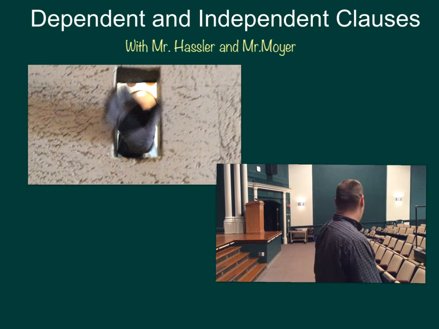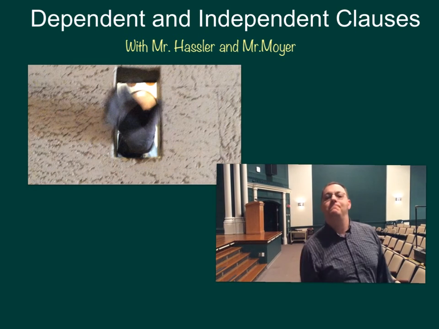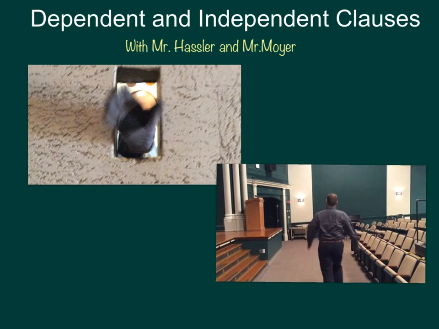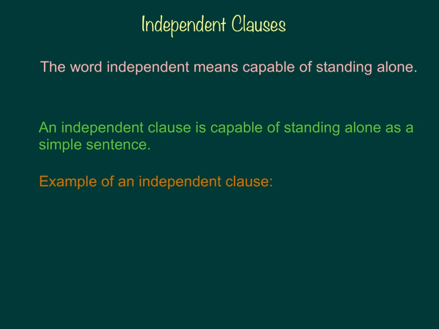Independent and dependent clauses. In order to understand a complex sentence, we need to understand its two components. First, we'll deal with the independent clause. The word independent means it's capable of standing alone. Therefore, an independent clause is capable of standing alone as a simple sentence. We have an example of an independent clause below.